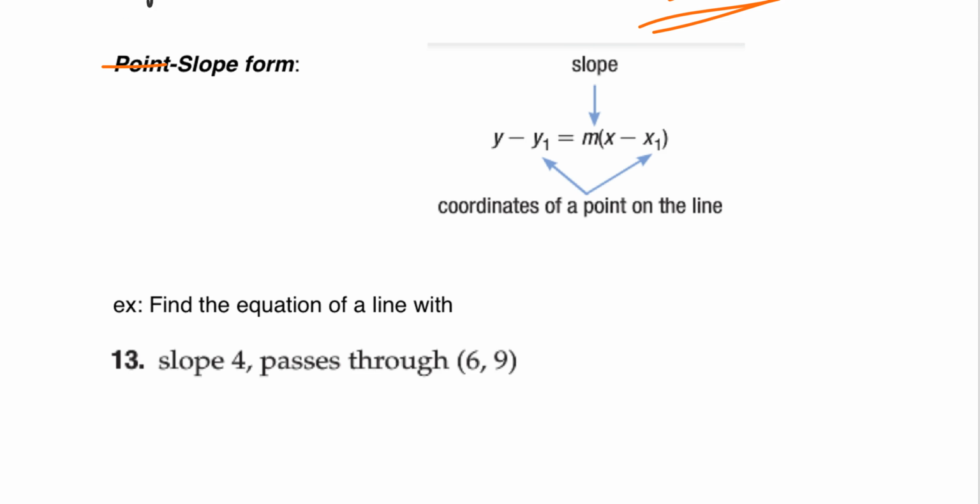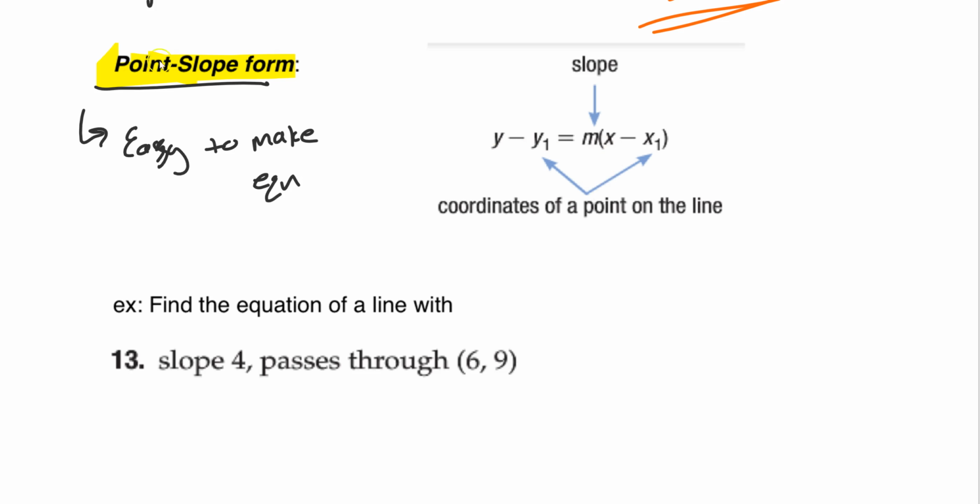I was supposed to highlight that. It's supposed to be the easiest way to find an equation. It's point-slope form. There you go. Didn't mean to erase all of it, but whatever. So point-slope form, it's this right here. y minus y1 equals m times x minus x1. The benefit of point-slope form is it makes it really easy to make an equation.